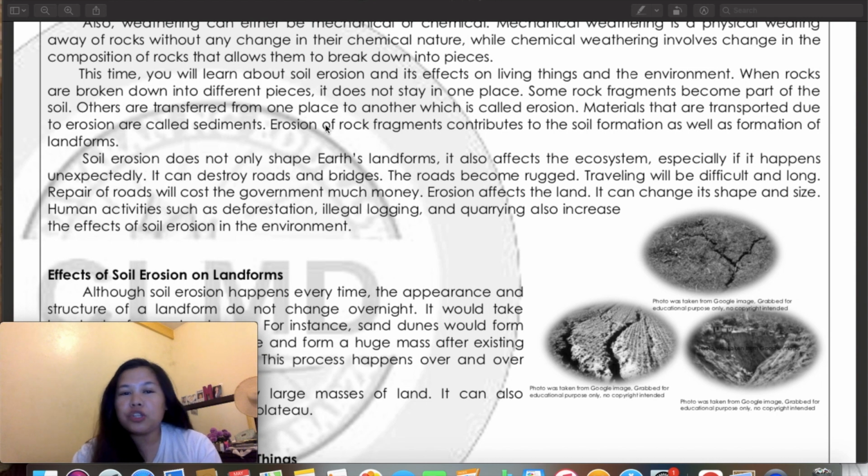So it can destroy roads, bridges, the roads become rugged, traveling is difficult, and long repair of roads will cost the government much money. And then erosion affects the land. So it can change its shape and size, and the effects of soil erosion in the environment.